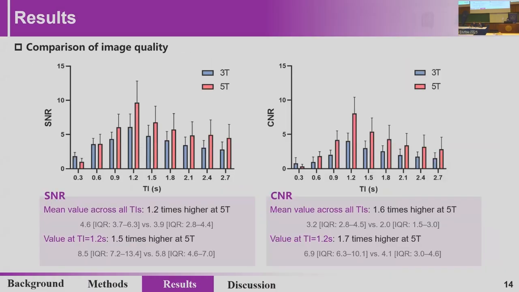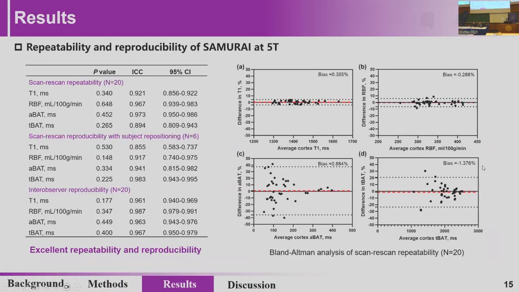As for the imaging quality, the SNR was 1.2 times higher at 5T for all the inversion times, and the CNR was 1.6 times higher at 5T for all the inversion times. In the tests of scan-rescan repeatability, scan-rescan reproducibility with subject repositioning, and inter-observer reproducibility, all the measurements showed excellent repeatability and reproducibility.